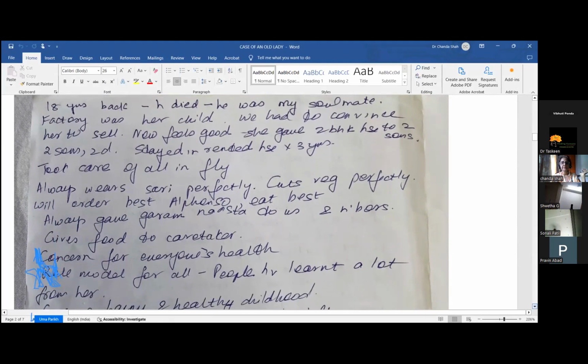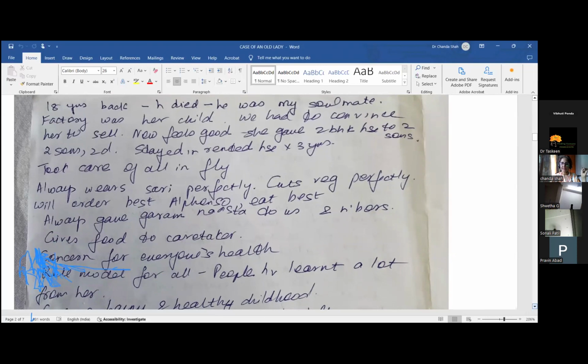18 years back, her husband died. She said he was her soulmate, and the factory they had was her child. So the whole family had to convince her to sell the factory, and slowly she sold it also. But now she feels good about it.